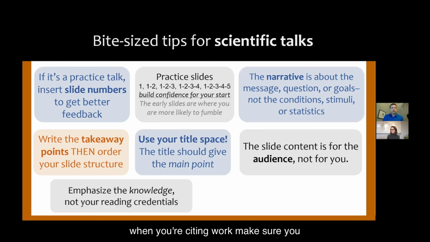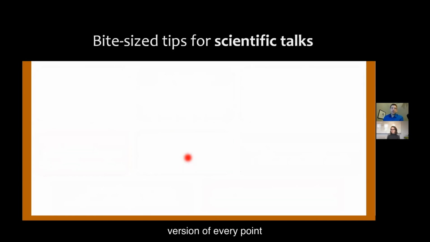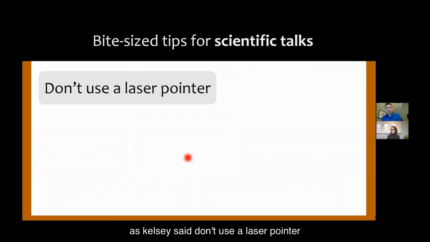When you're citing work, make sure you emphasize the knowledge that you got from those papers, but don't just cite things just to show people that you've done the reading. Whenever you're giving a point, learn how to make it efficient, learn how to give the quickest version of every point. As Kelsey said, don't use a laser pointer.